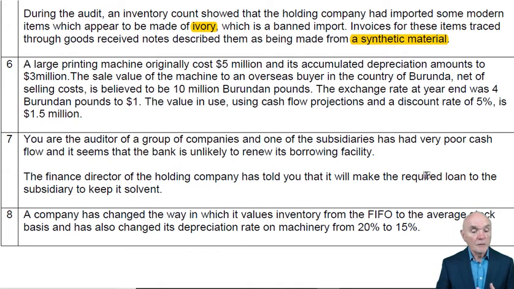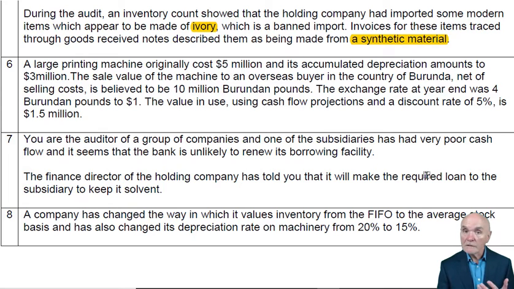You are the auditor of a group of companies. One of the subsidiaries has a poor cash flow, and it seems that the bank is unlikely to renew its borrowing facility. The finance director of the holding company has told you that it will make the required loan to the subsidiary to keep it solvent. So we're saying that this subsidiary is doomed unless it gets the loan from the holding company.